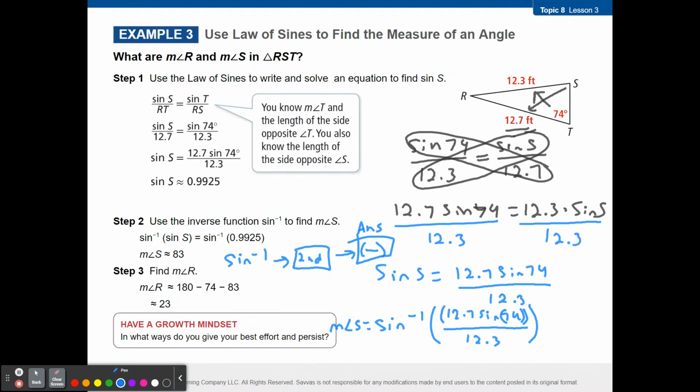Because in this case the sine of s is acting like our variable. Think of it as like an x. We're trying to get that angle s by itself, and the only way we could do that is if we get the sine s by itself.